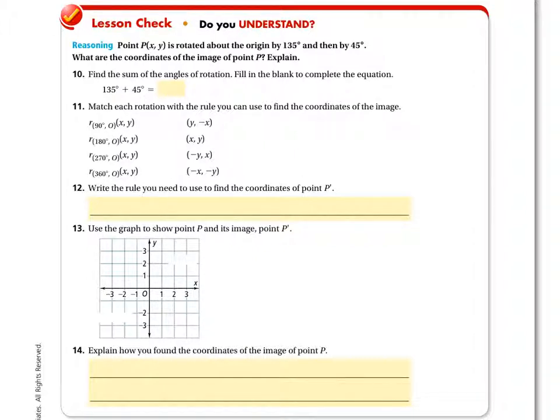So what is 135 plus 45? It's 180 degrees. So you have a rotation rule for 180 degrees. I want you to look at that rule, match it there, and then decide the rest of it. I'm going to silently do it up here without you seeing.